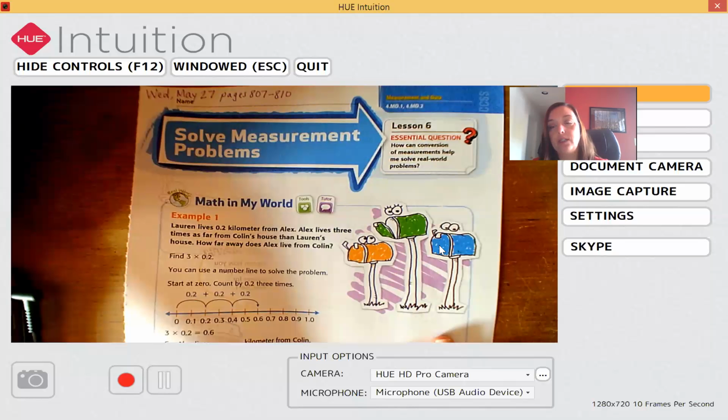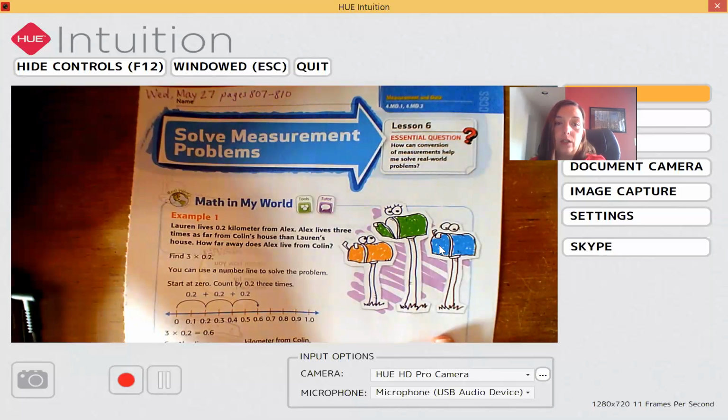So yesterday we talked about how to convert metric units from one unit to another. Today you're going to learn how you can use those conversions to solve problems in the real world. Okay, so we're going to look at example 1. It says math in my world.